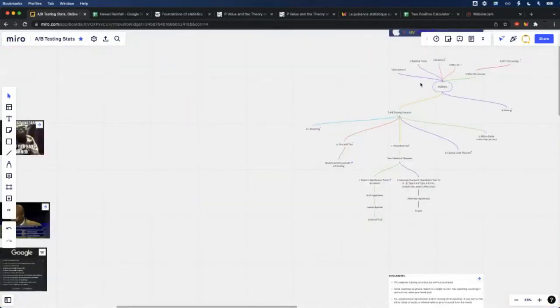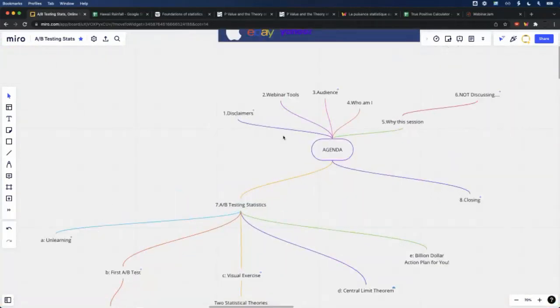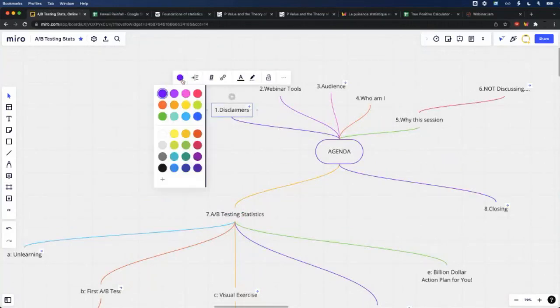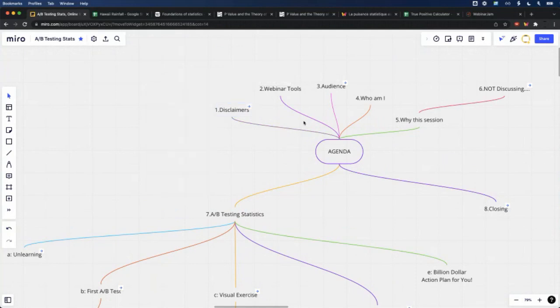Next one in the agenda. So as I go through these agenda items, I'll just be marking these as grayed out. So we've covered that part.